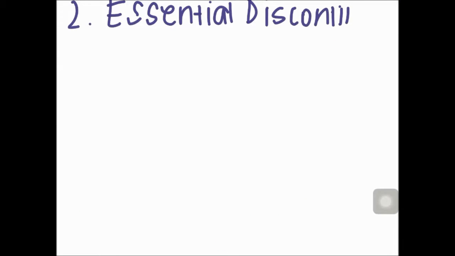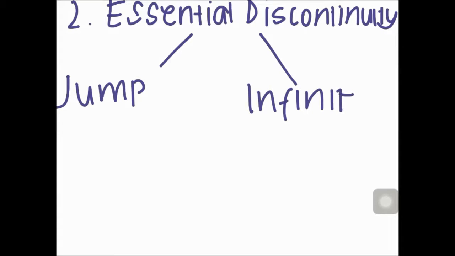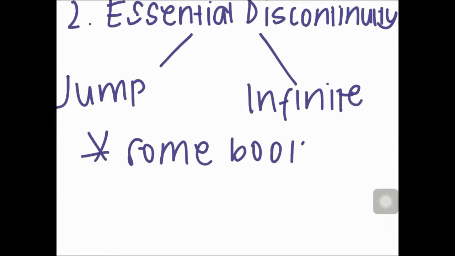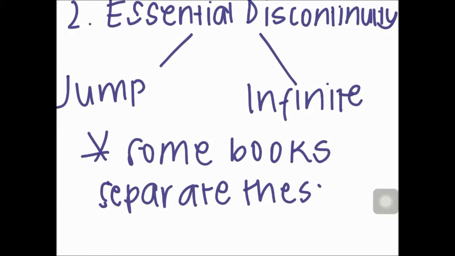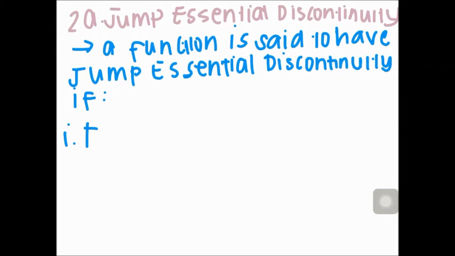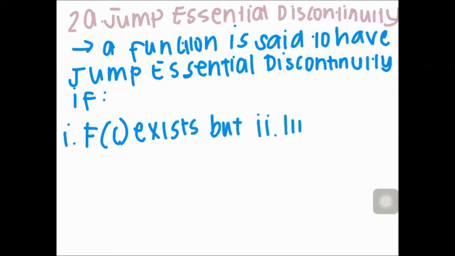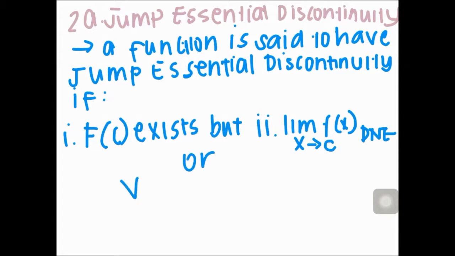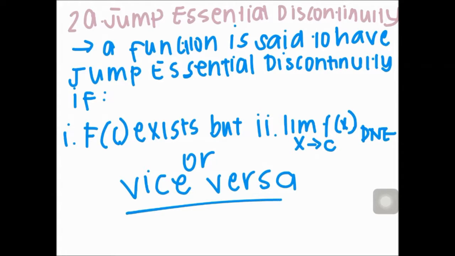The second type is called essential discontinuity. Under this classification are the jump essential discontinuity and the infinite discontinuity. Although they belong to the same category, some books or materials actually separate these two. A function is said to have a jump essential discontinuity if f of c exists but the limit of f of x as x approaches c does not exist, or vice versa. So either of the two exists, or does not exist.